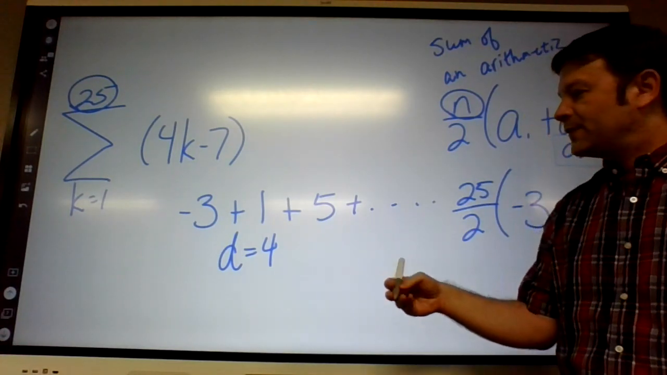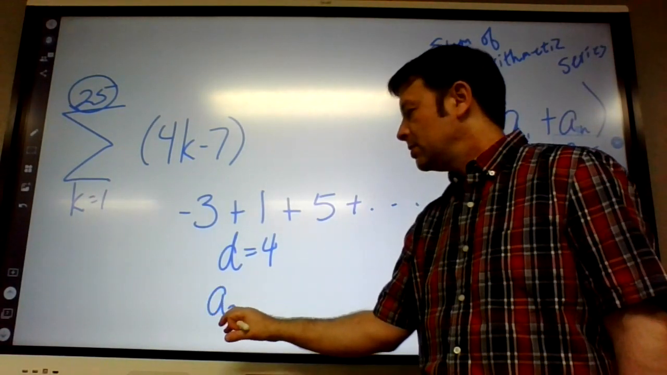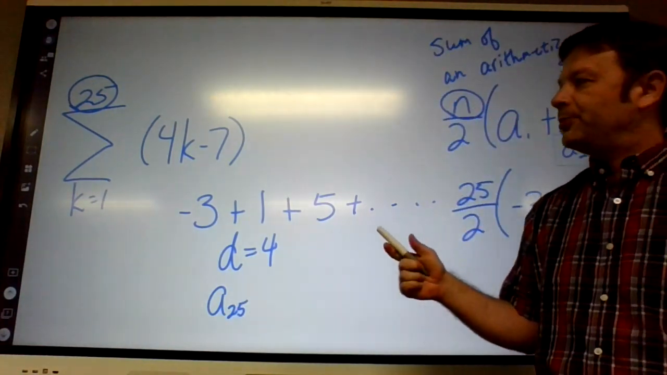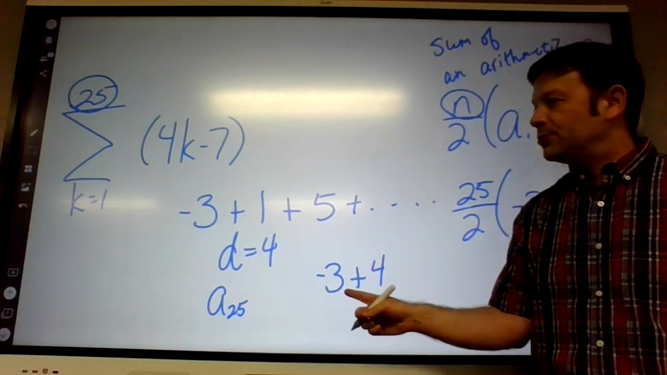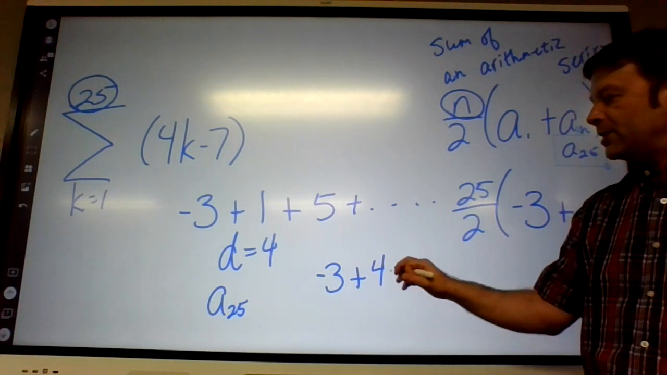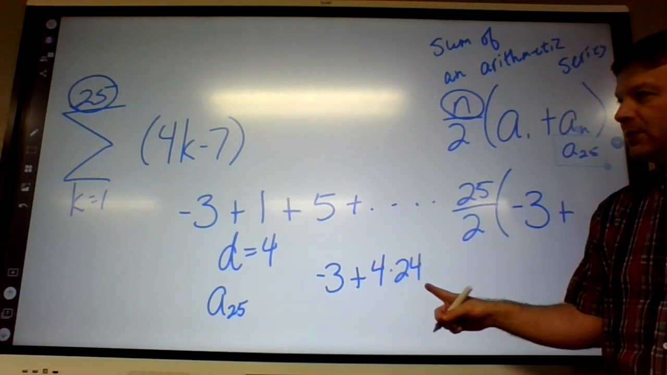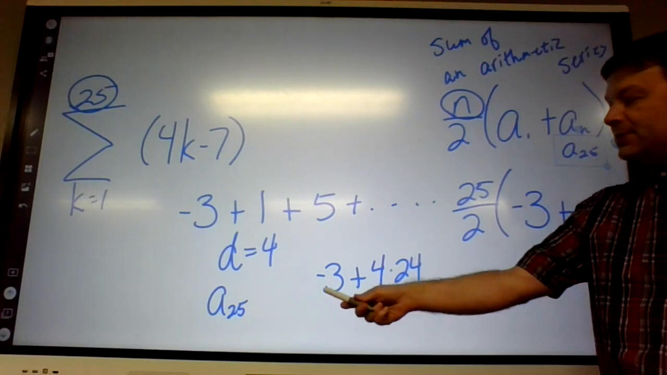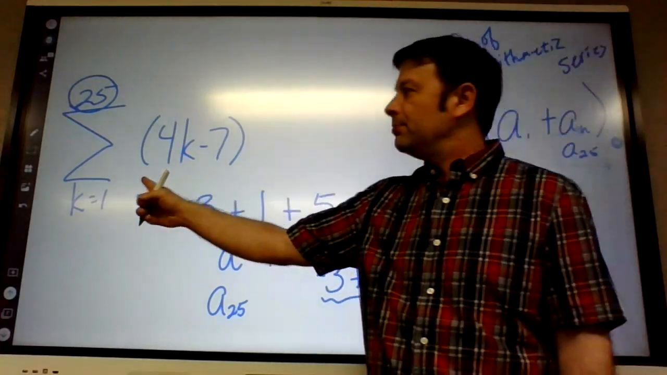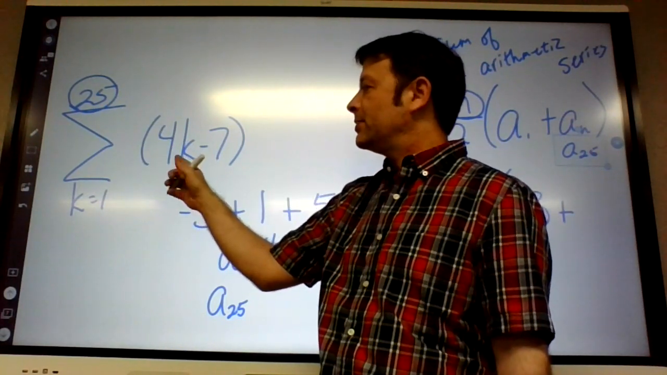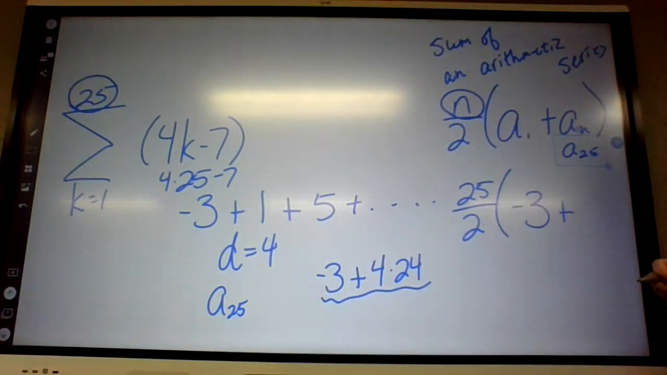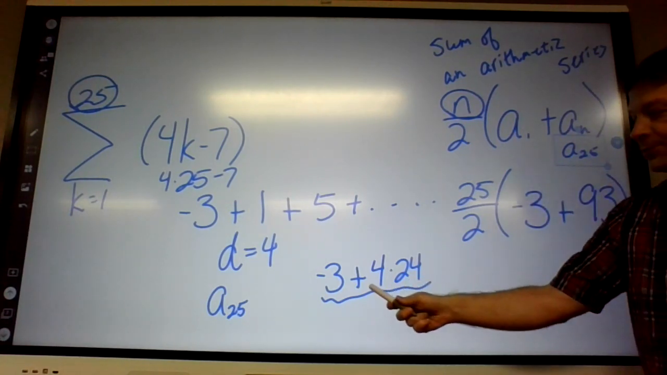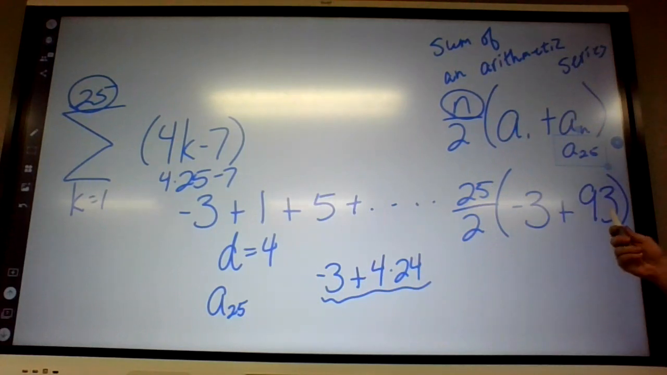So how do we find the 25th term? Well, there's actually a couple ways. We could start with -3 and add 4. How many times would we have to add 4? 24 times. Or on this one, and this would give it to us. That would do it. Or we could just plug in k as 25 right there. That would also work in this case. 4 times 25 minus 7, and it's like 93. Okay, either this way or this way should give you 93. That's the last term.